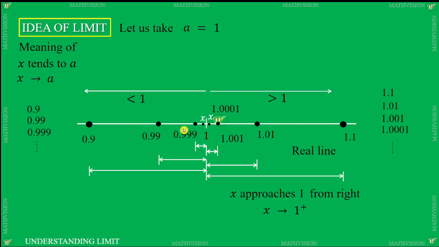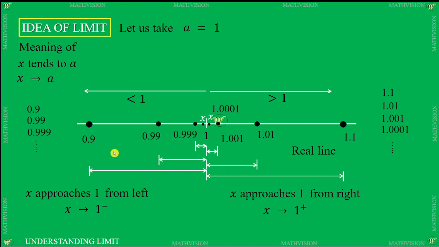But every value of x here lies to the left hand side of 1. So we say x is approaching 1 from the left hand side. So we write x approaches 1 from left, and in symbol we write x arrow 1 minus. 1 minus means approaching 1 from the left hand side.